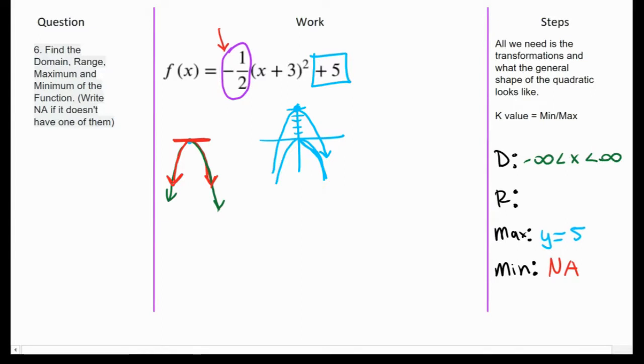The range, well, we know the maximum is at 5, and we know that it goes down forever. So going down forever means that it goes towards negative infinity. And the highest value we said is 5, and we know it's going to touch that value, so we have a bracket to show that.